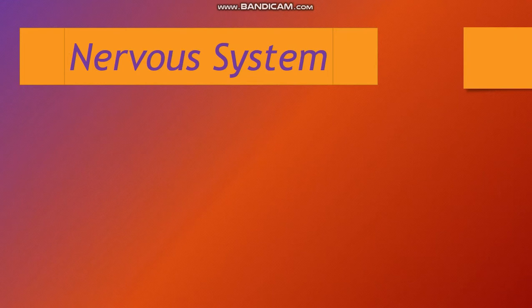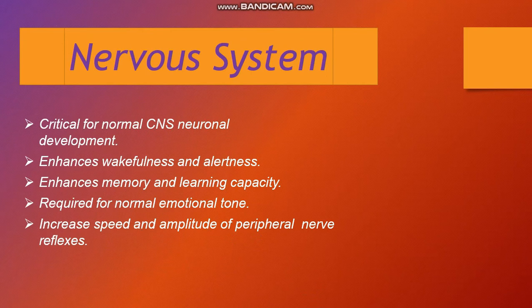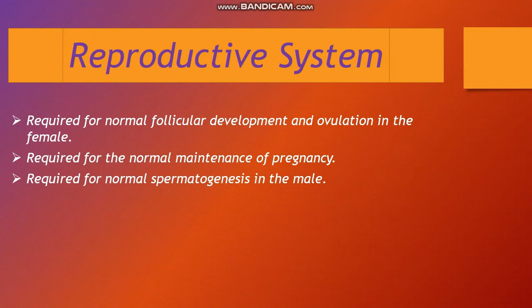Nervous system: critical for normal CNS neuronal development, enhances wakefulness and alertness, enhances memory and learning capacity, required for normal emotional tone, increased speed and amplitude of the peripheral nerve reflexes. Reproductive system: required for normal follicular development and ovulation in the female, required for the normal maintenance of pregnancy, required for normal spermatogenesis in the male.